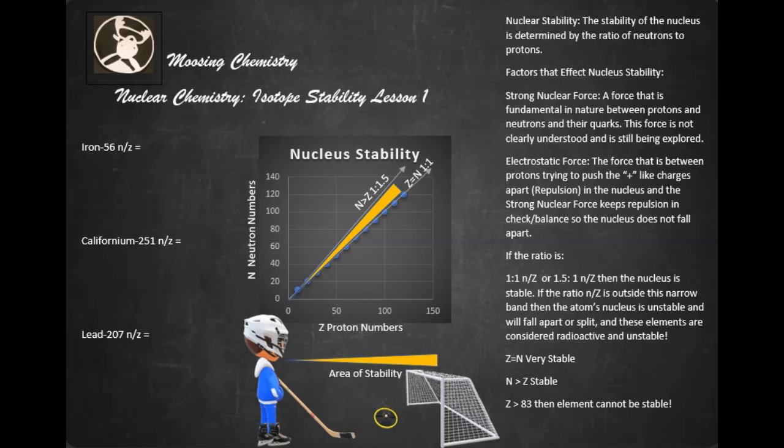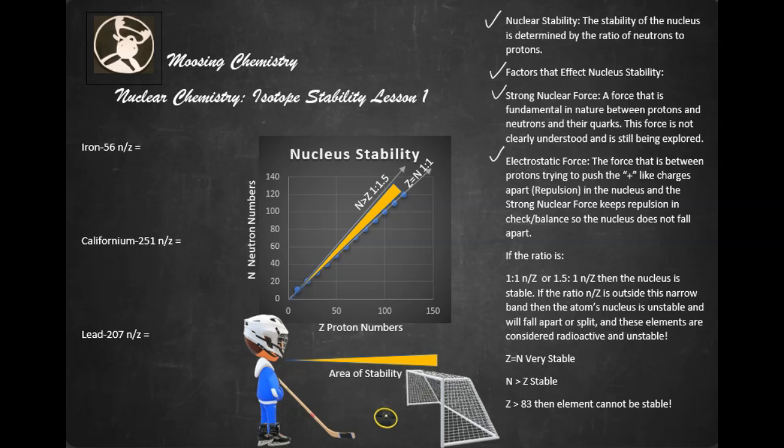Alright, what is nuclear stability? Well, nuclear stability is the stability of the nucleus determined by the ratio of the neutrons to the protons. Factors that affect nuclear stability? Well, strong nuclear force. Strong nuclear force is a force that is fundamental in nature between protons and neutrons and their quarks. This force is not clearly understood and still being explored, or I would try to explain it to you.